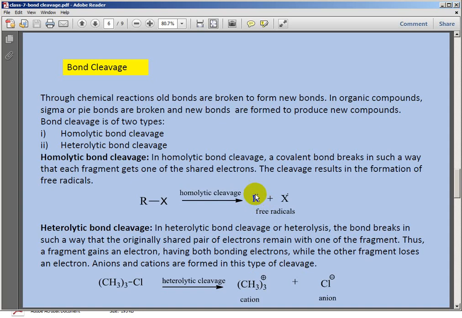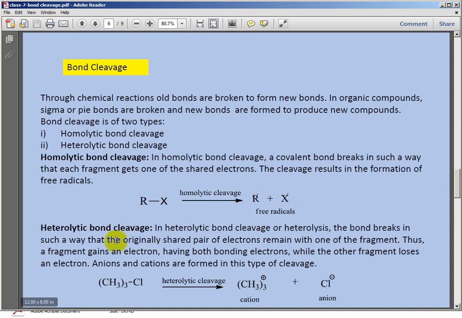Like this one is R with one electron. This one gains one electron, so it has a single electron. Here it was two electrons. Now in homolytic cleavage, these two electrons are shared, one by each of the two atoms. This one gains one electron, this one gains one electron. So these become free radicals.